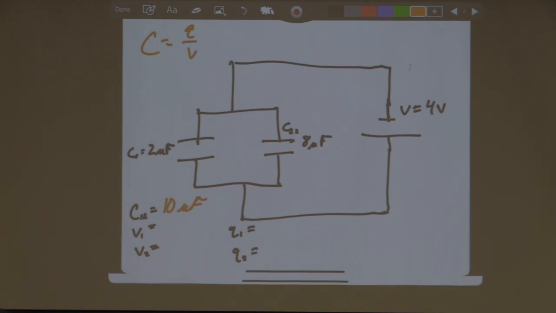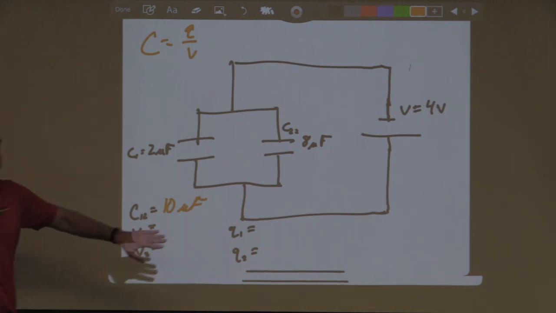Did you say it? Somebody said it. It sounded like that came from up here. Say it loud. What do you know? How do you know the V? That's right. They're parallel, so they both have 4 volts across them.